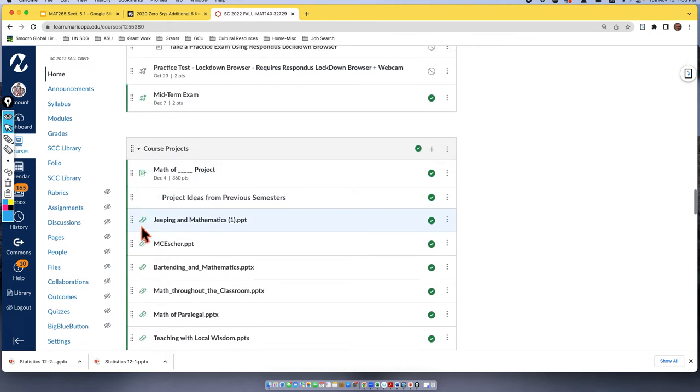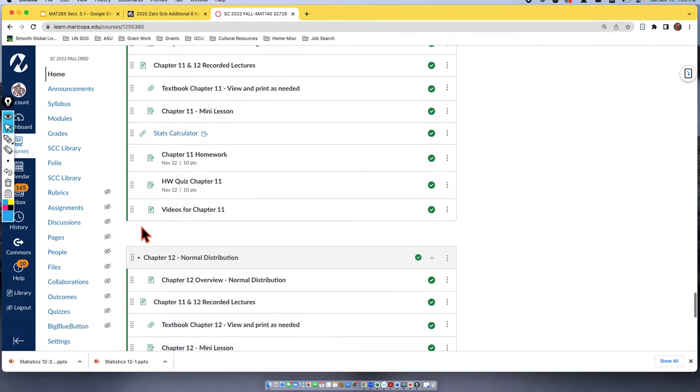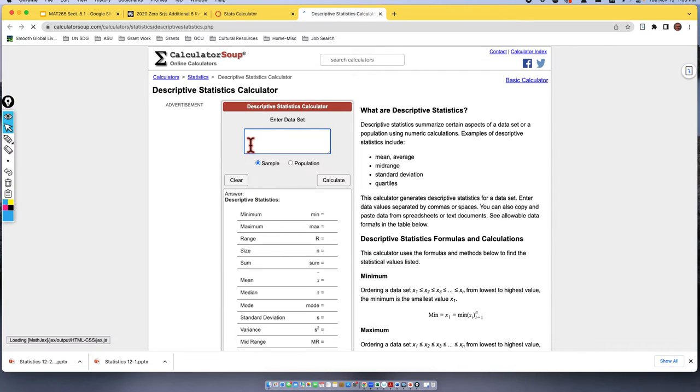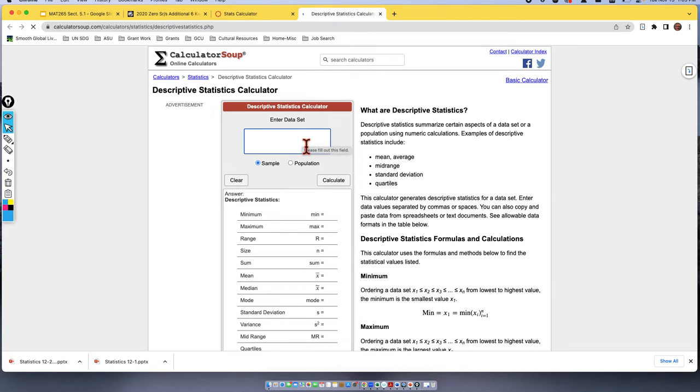I'm not going to do this by hand. I'm going to show you. So we'll first introduce you to the stats calculator. So I've got it open. Notice we can just put our data in here. For some of these, we can copy and paste the data in here. That's what I really like to do.